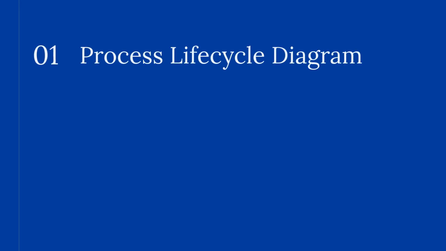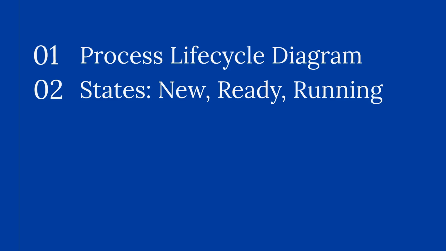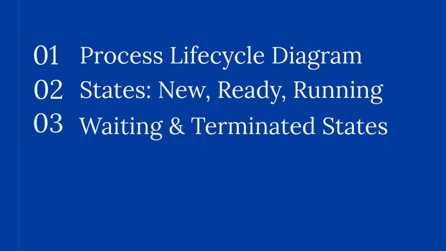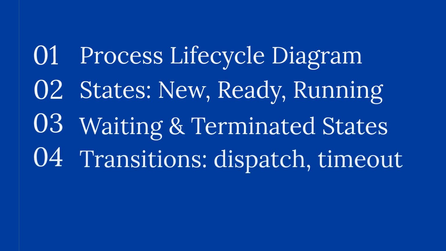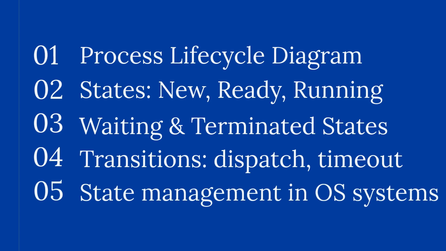A process lifecycle diagram models behavior in a multitasking OS. States include new, ready, running, waiting, and terminated. Transitions occur through events like dispatch and timeout. This scenario illustrates state management in operating systems. Such diagrams aid in understanding complex system interactions.